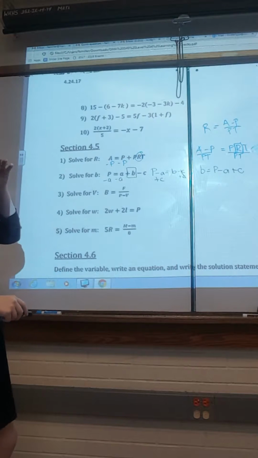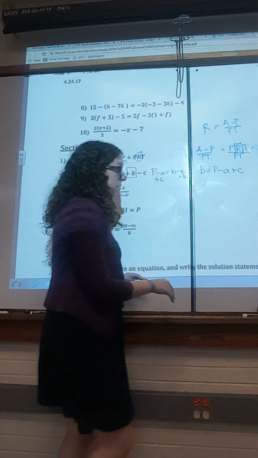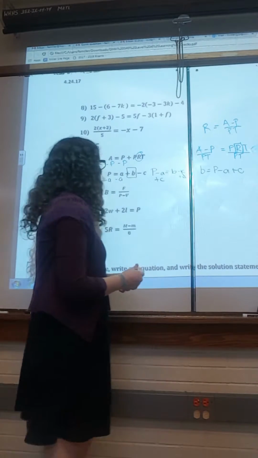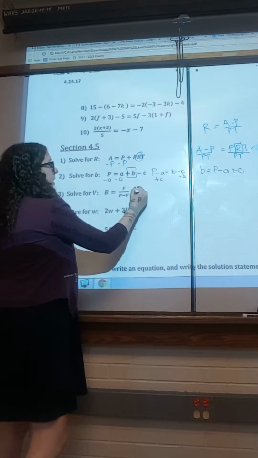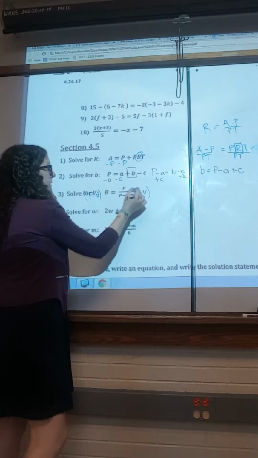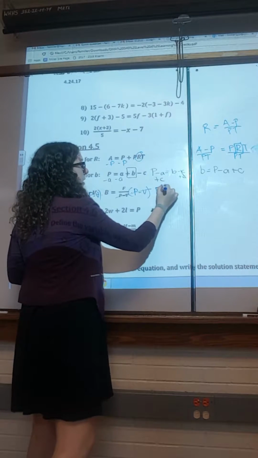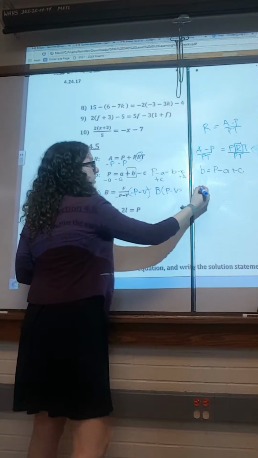For this one, you've got to solve for v, and this one does get a little bit hairy, because what you're going to have to do is multiply by p minus v on both sides to get it out of the denominator. So it cancels on that side. So then we've got b times p minus v equals, I think that's an f.